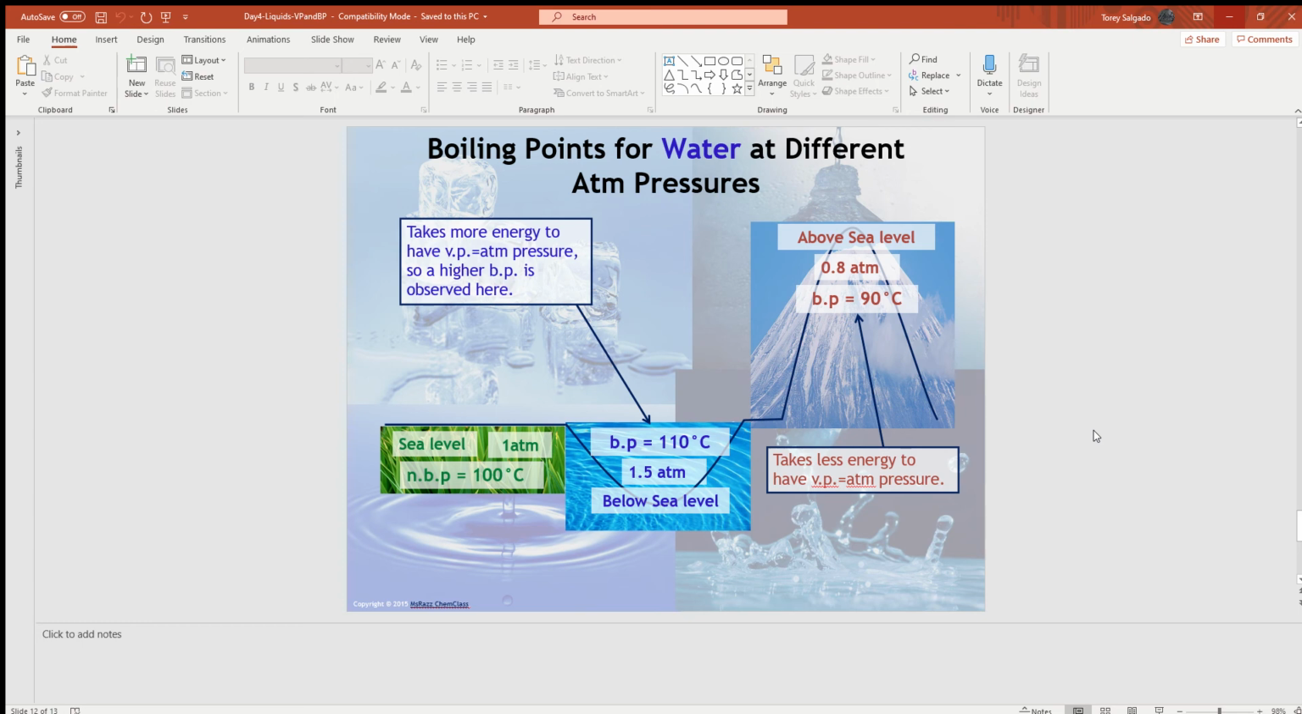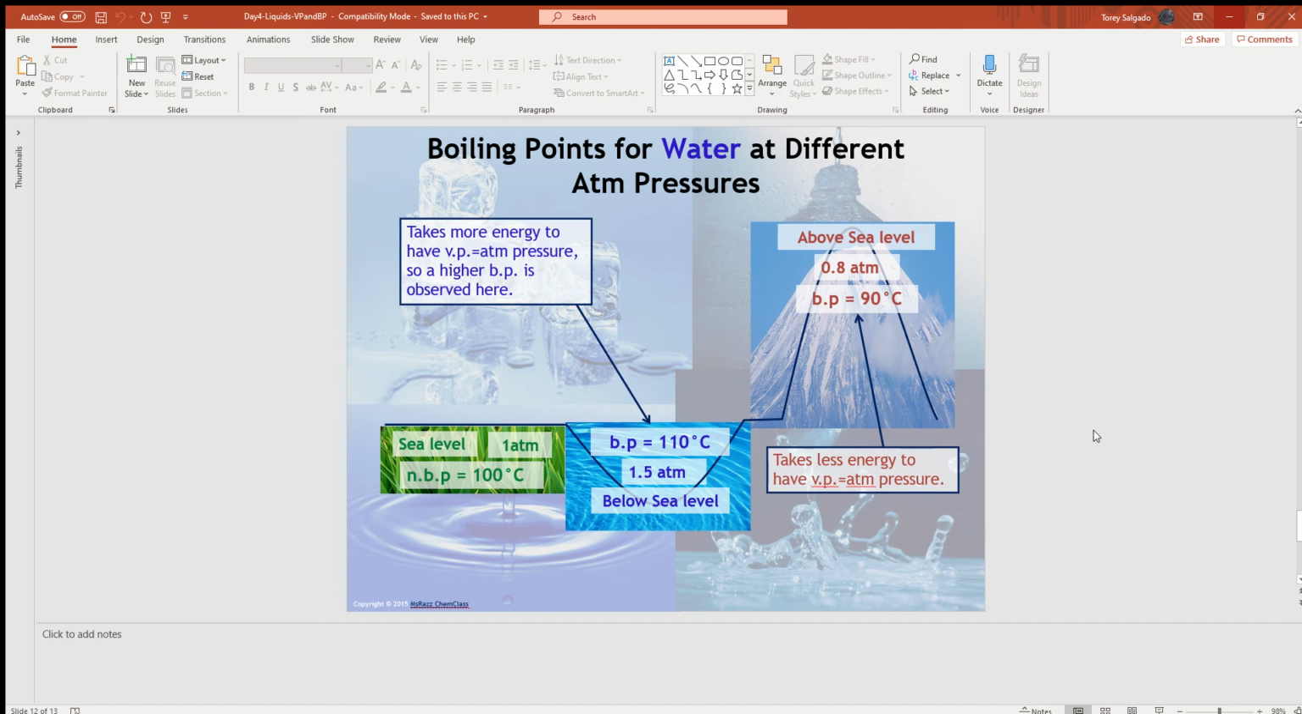This is because it takes more energy to have the vapor pressure equal the atmospheric pressure. So a higher boiling point is needed. With higher atmospheric pressure, you need a little bit more energy to get those liquid molecules to turn to gas and make the vapor pressure equal the atmospheric pressure so we can boil.